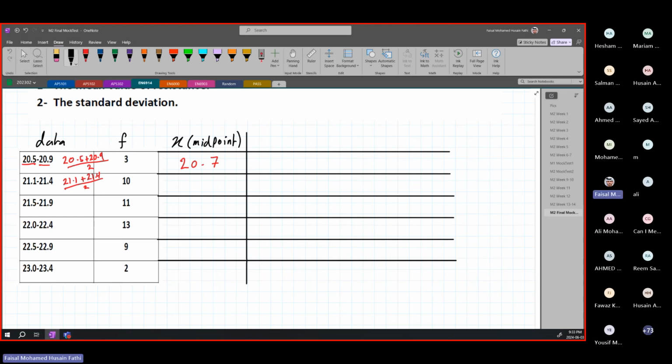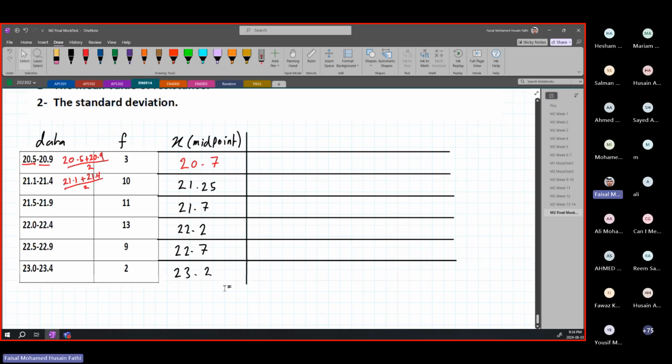So the second one is going to be 21.1, 21.4. It's going to be 21.2, if I am not mistaken. So 21.1 plus 21.4 divided by 2. It's going to be 21.25. All right. The next one is going to be 21.5 and 21.9. That is 21.7. The one after that is going to be 22.2. The last two are going to be 22.7 and 23.2. All right. This is how you will find your midpoint values. You're just going to add the 2 and then divide by 2, and this is how you find your midpoint.